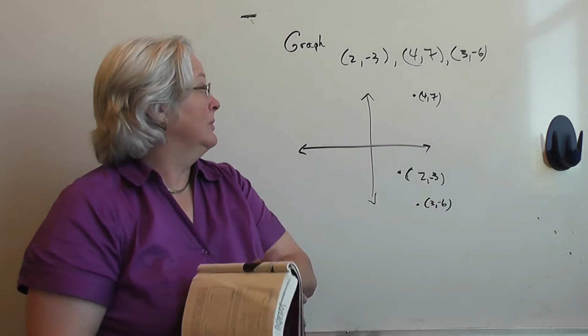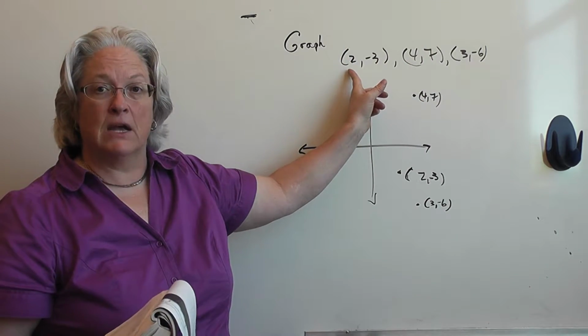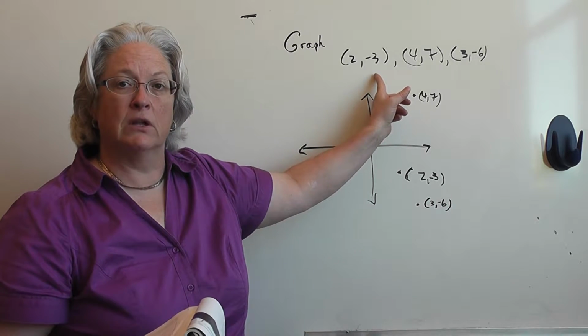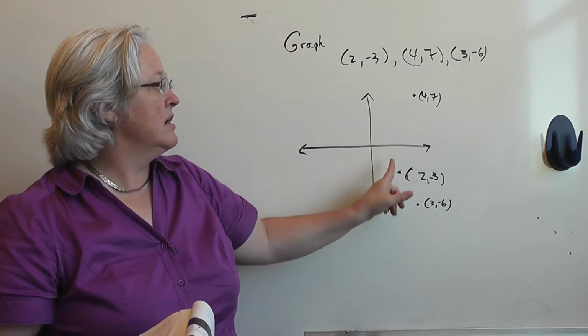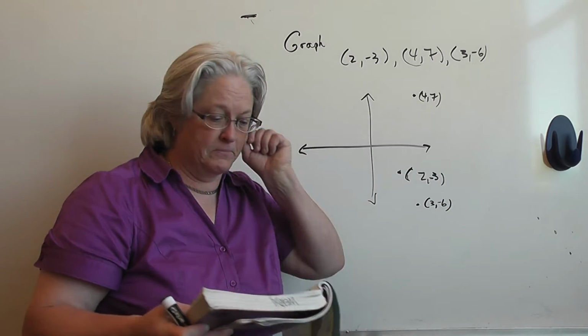All you have to do when it says graph an ordered pair, the first value is the x, the second value is the location on the y-coordinate, and you identify those on a Cartesian coordinate system. That's all they want you to do.